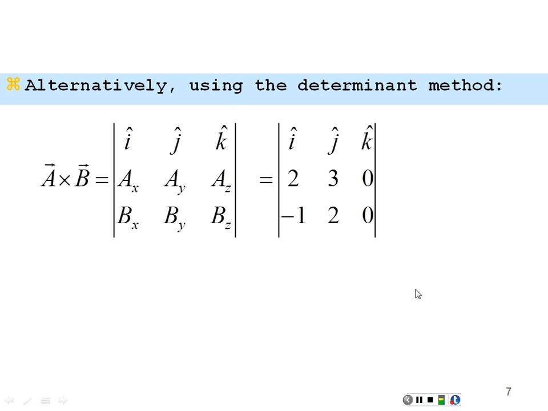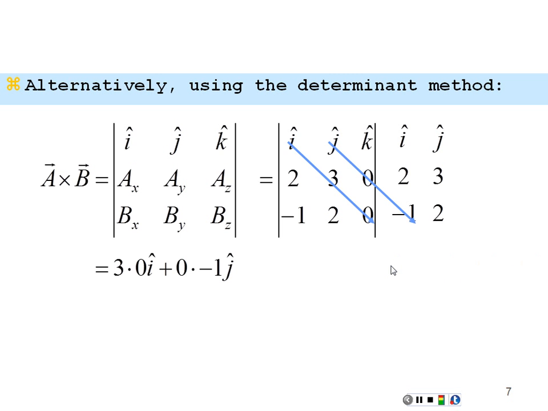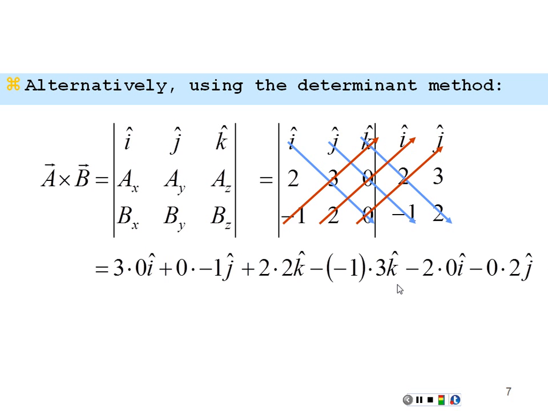Well, I'm going to repeat my first two columns and do my diagonals. I'm going to have 0 plus 0 plus 2 times 2 times k, or 4k, minus negative 1 times 3 times k, so that's going to be a minus 3k, minus 0, minus 0. So I'm going to have 4k minus 3k, or 4k plus 3k, 7k. So that's how the determinant method would work for calculating the cross product.